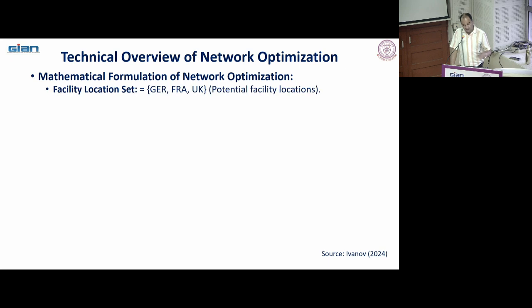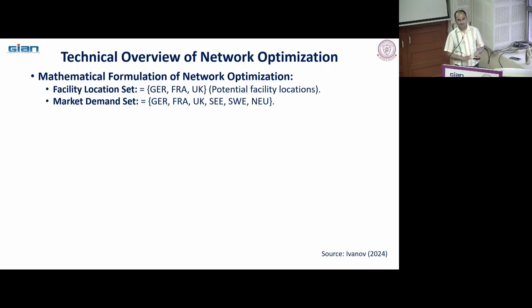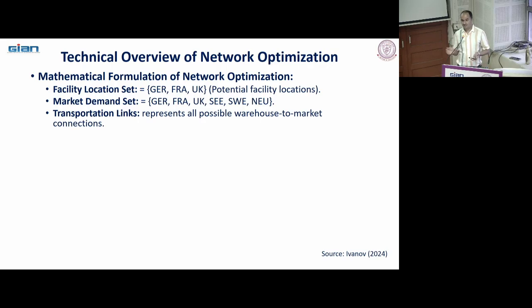So, mathematical formulation, for example, of the supply chain network design: you have got the potential locations like Germany, Frankfurt, UK, potential facility locations. Then you have got the market demand as well. In yesterday's example, we had 10 customers, and we had 2 potential locations as well. So market demand, then potential facility locations. You need the transport links as well: how do I transfer the products from those potential locations to the customers? It represents all possible warehouse to market connections.